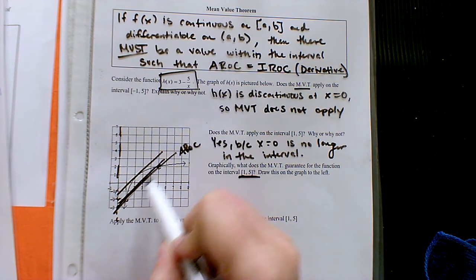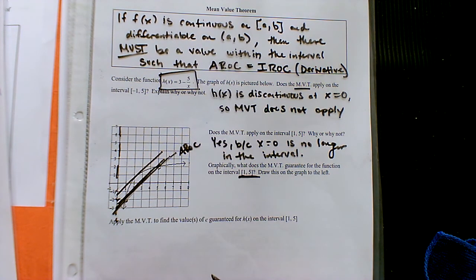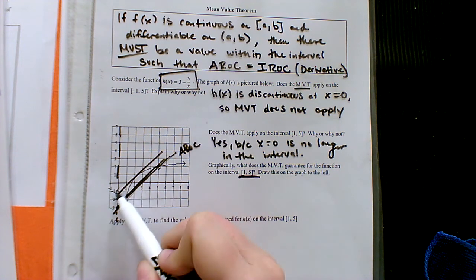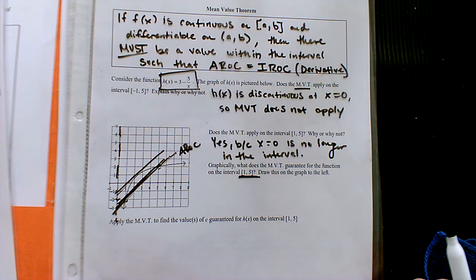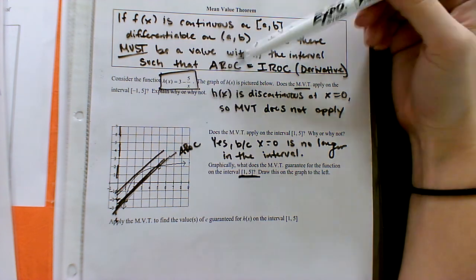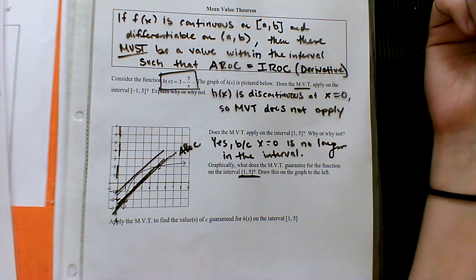Is that better? Do you see that? How if you shift the secant line, it'll eventually become a tangent line. So basically they're parallel to each other because they have the same slope, aka they're equal. The slopes are the same.